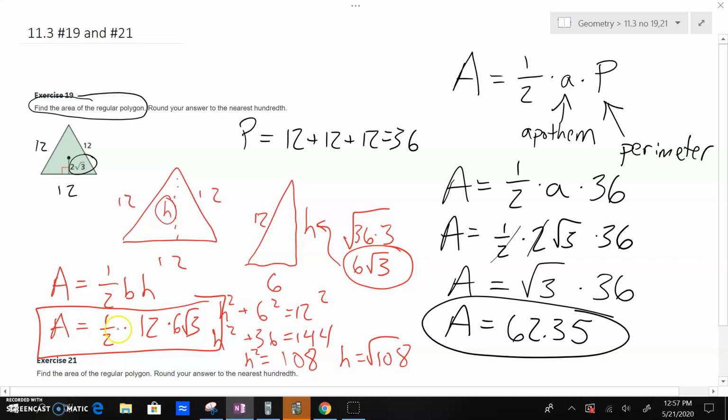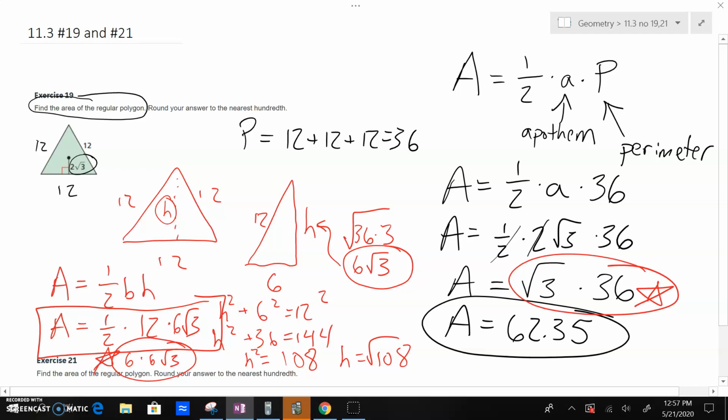So we have half times 12 times 6 times square root of 3. Well, half times 12 is 6. So 6 times 6 square root 3. Well, 6 times 6 is 36. So 36 times the square root of 3. That's what this is. So these two things are the same.